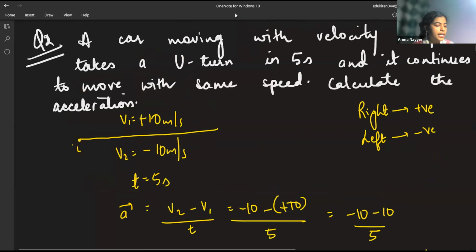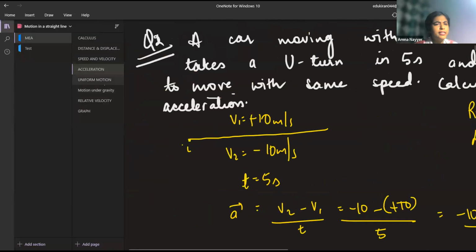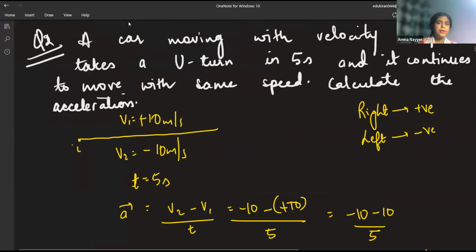Fine. Quickly note this down, class. That completes acceleration. Now we'll start with equations of motion. Then motion under gravity is similar to that, and relative velocity is left. I'll take a separate class for graphs also because you have graphical questions. Then we'll start with vectors.